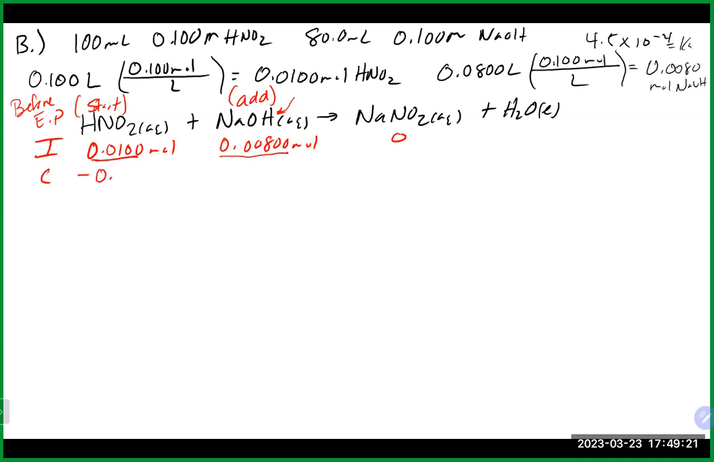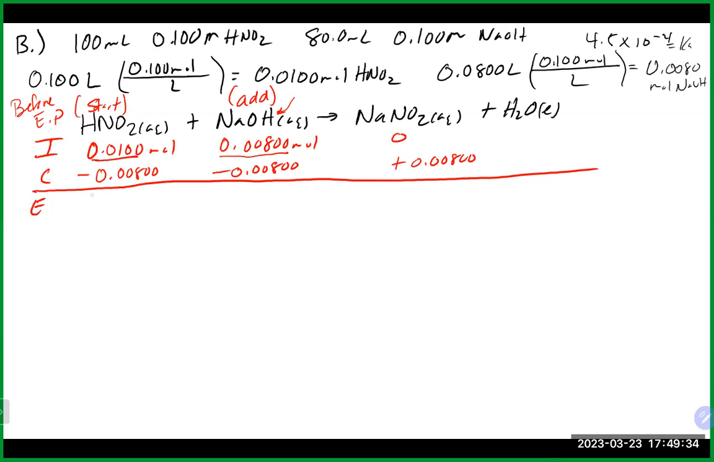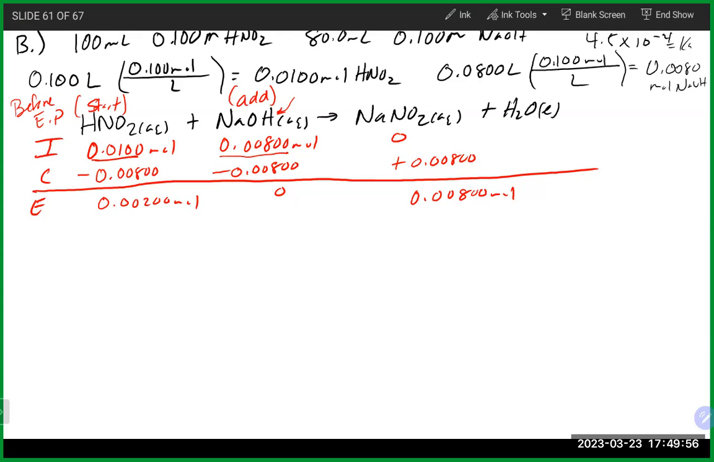It should get used up, 0.008 minus 0.008 and plus 0.008 here. That means at equilibrium, we're going to have 0.01 minus 0.008, 0.002 moles. That's going to be 0, and 0.008 moles. At this point, as we talked about, after you do this first ICE table, you should convert it back to molarity using the total volume.